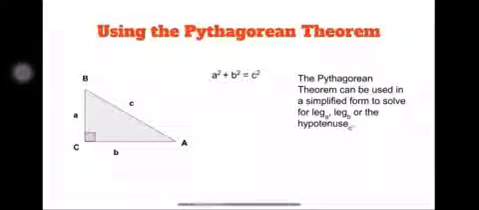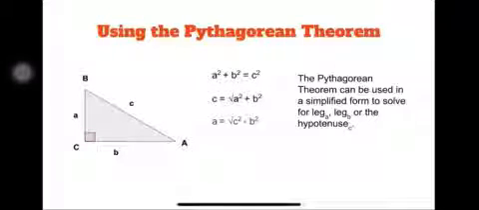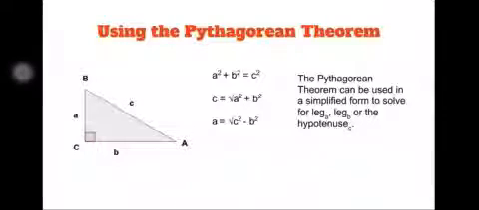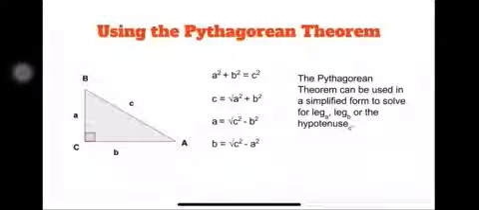Using the Pythagorean theorem. The Pythagorean theorem can be used in a simplified form to solve for leg A, leg B, or the hypotenuse C. To solve for side C, you take the square root of A squared plus B squared. To solve for side A, you take the square root of C squared minus B squared. And to solve for side B, you take the square root of C squared minus A squared.